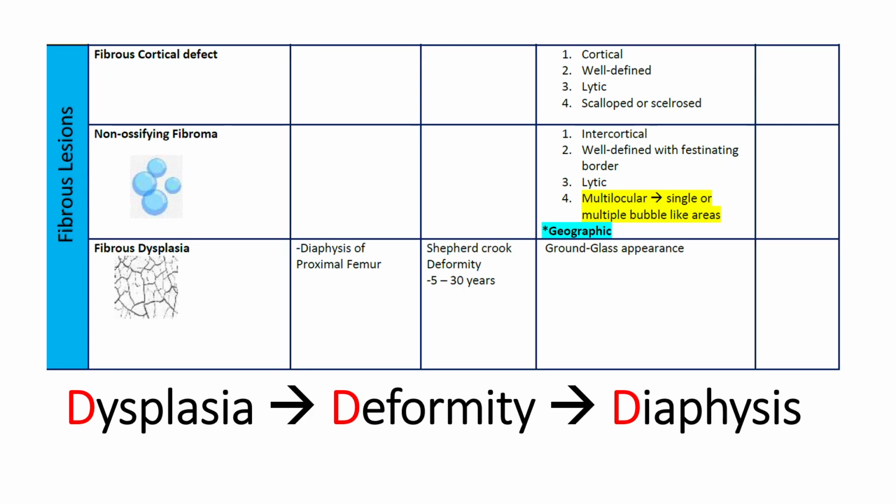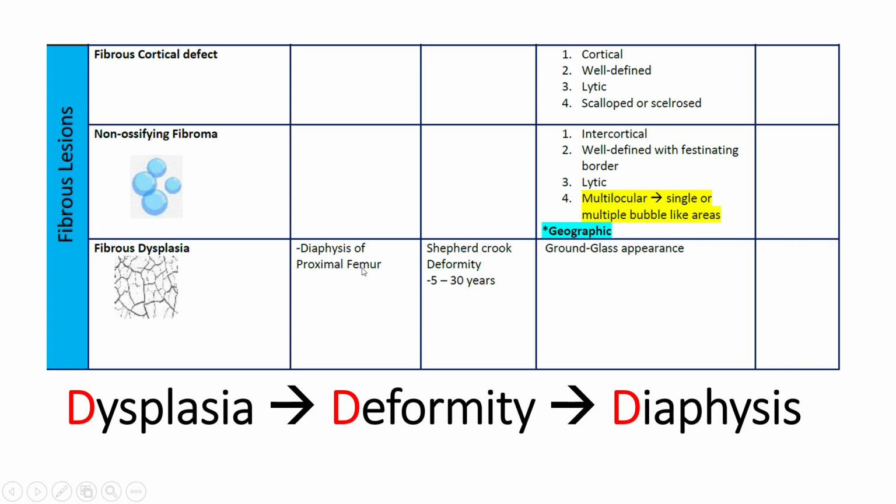Finally, we have fibrous dysplasia. Dysplasia is an important keyword. It starts with letter D to remind us that in fibrous dysplasia we have a common deformity, and this deformity usually occurs in the diaphysis. So fibrous dysplasia results in Shepherd's crook deformity, which usually affects patients aged 5 to 30 years old, and it usually occurs in the diaphysis of the proximal femur.